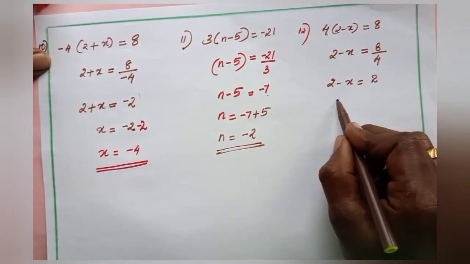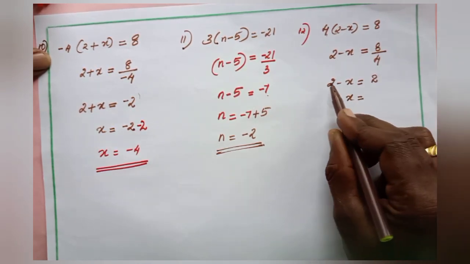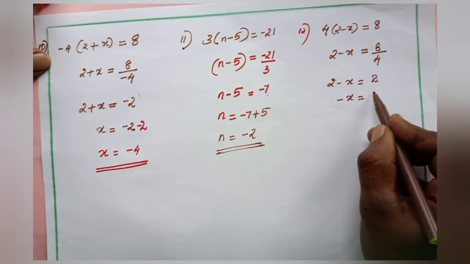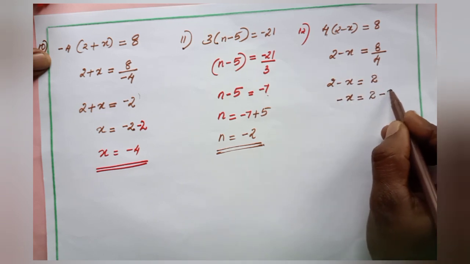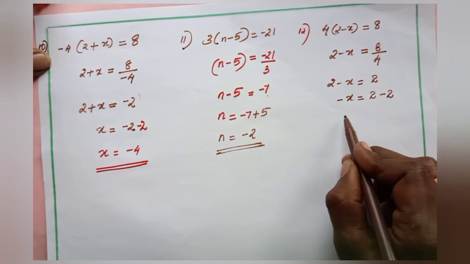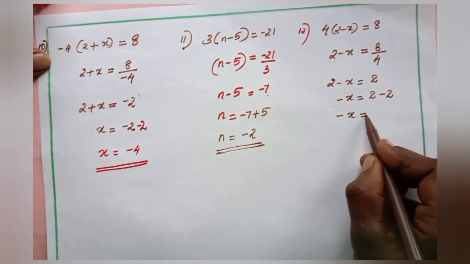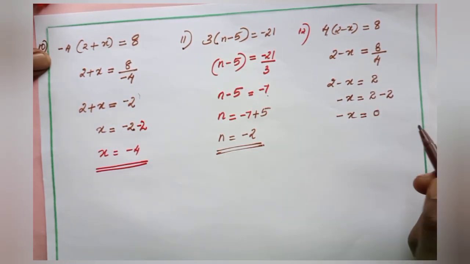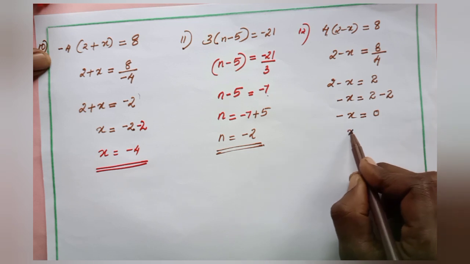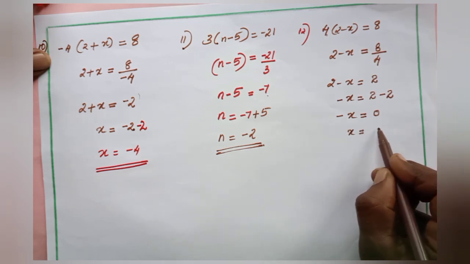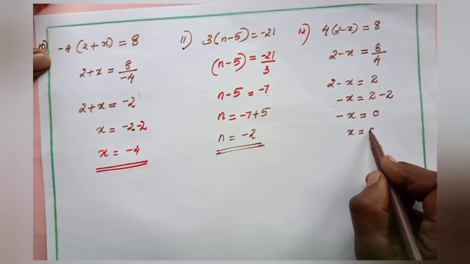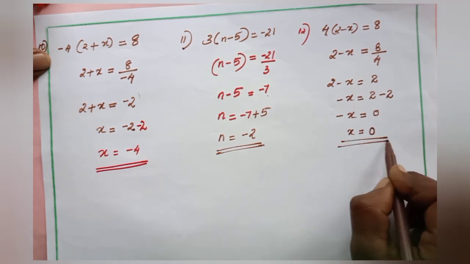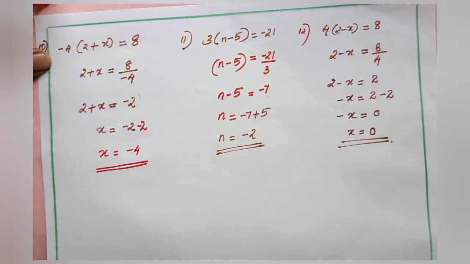Okay. Then minus 6 equal to, take this positive 2 to the right side, it changes into negative 2. So we get x equal to 0. Minus x equal to 0 means x equal to minus 0. But 0 is neither positive nor negative. So the answer is x equal to 0. Okay? Understood, all of you?